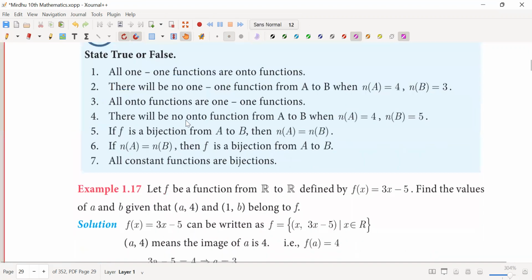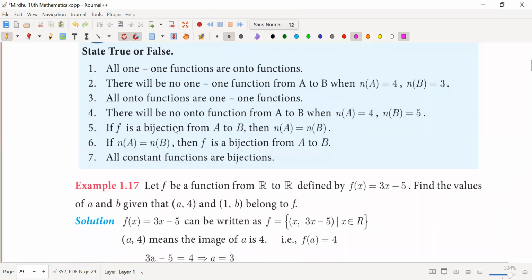Okay, true or false? All one-to-one functions are onto functions. False. It can be an onto function and it can be an into function. Good, false.